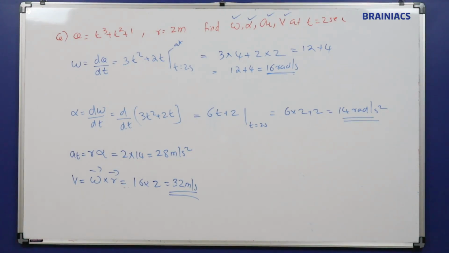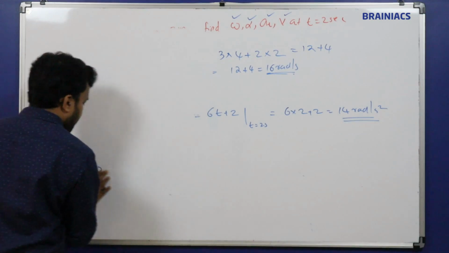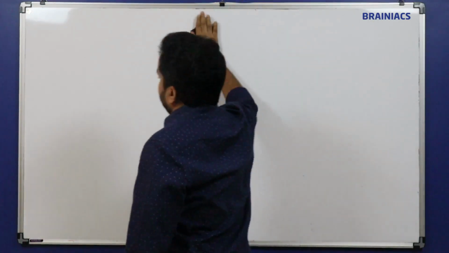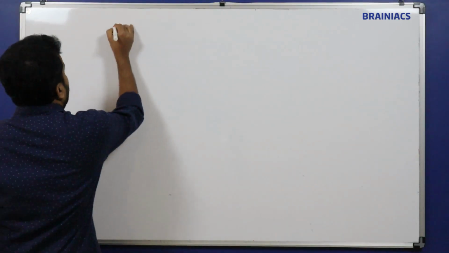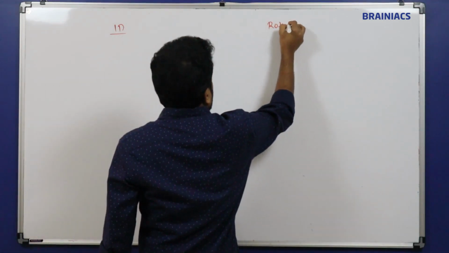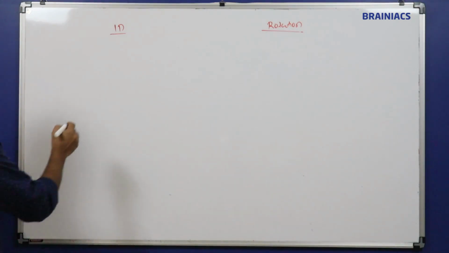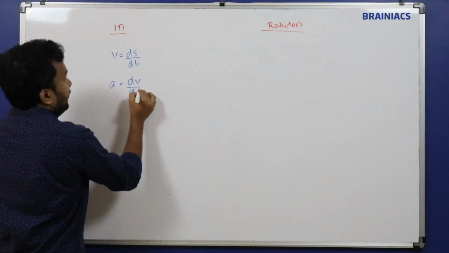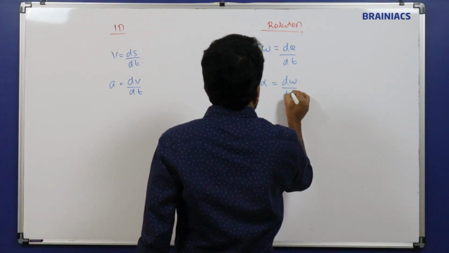Good. Next, another note point. So we have a set of 1D motion equations and we have a set of rotational motion equations. In 1D motion equations, velocity is equal to ds by dt, acceleration is equal to dv by dt. Here omega is equal to d theta by dt, alpha is equal to d omega by dt. This already we have done.